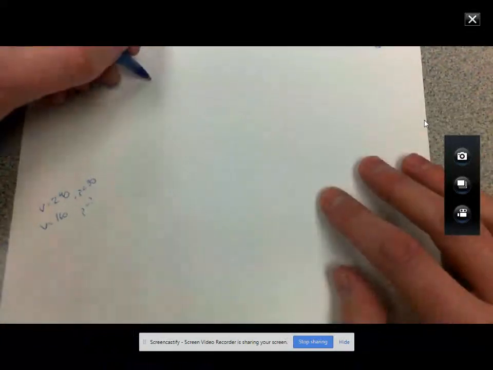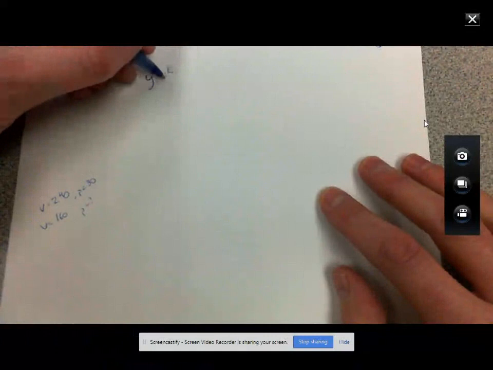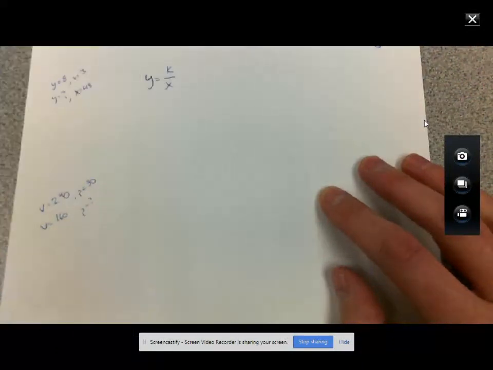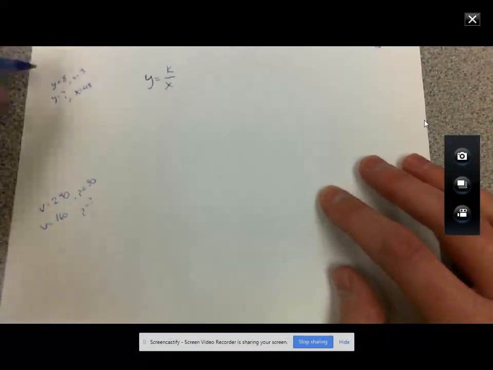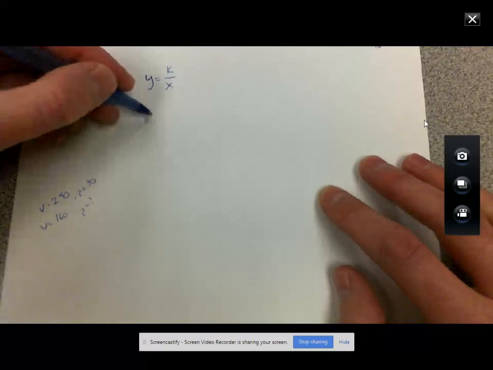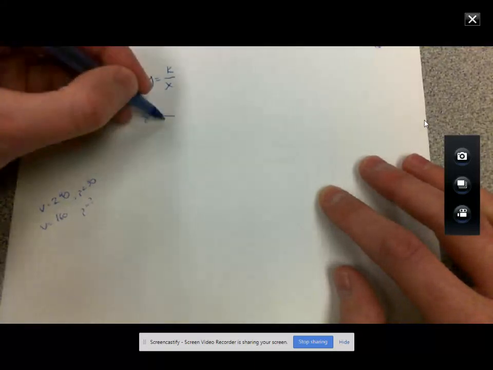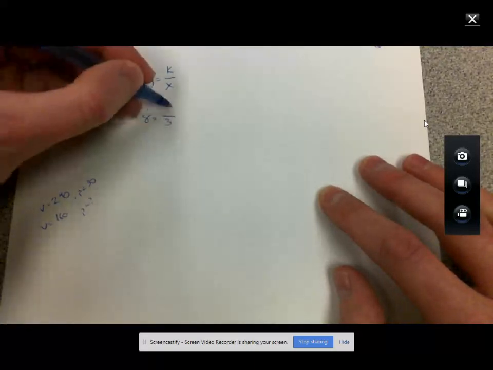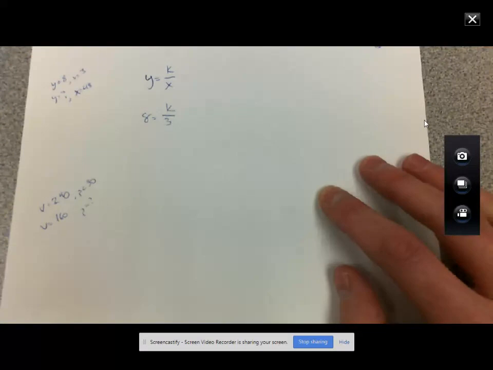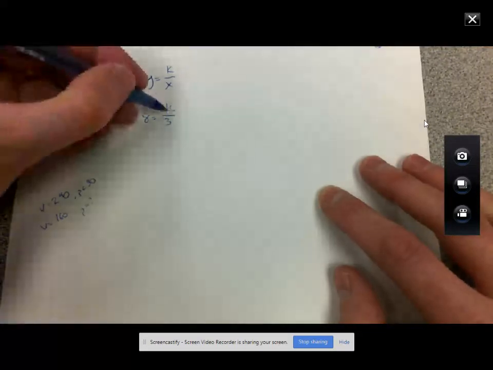So the first one said that y varies inversely with x. So it'd be y equals k over x, k divided by x, not times. They told us that y was 8, and they told us that x was 3. So that we can solve a little bit. We can figure out what the constant is here.